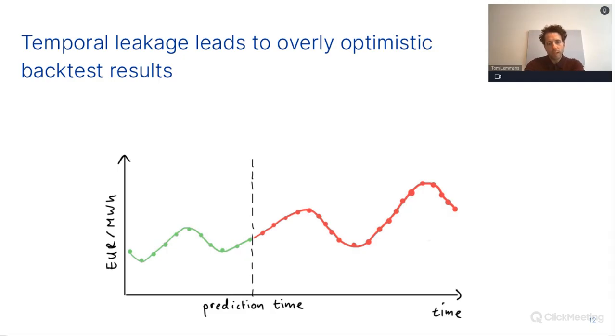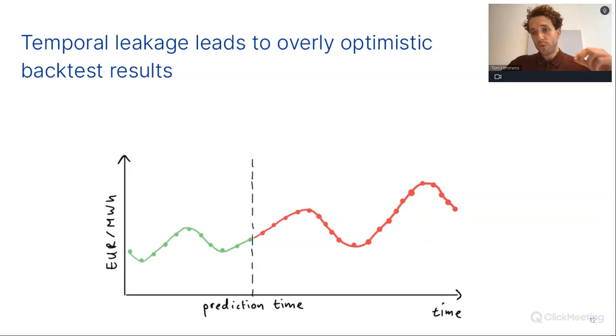So here's a time series of a price in euros per megawatt hour that you want to forecast. The green dotted line here is the prediction time, so the time at which you want to make a forecast. The green data is before that time, so this is data that is known to you at the time you make a prediction. The red data is unknown.